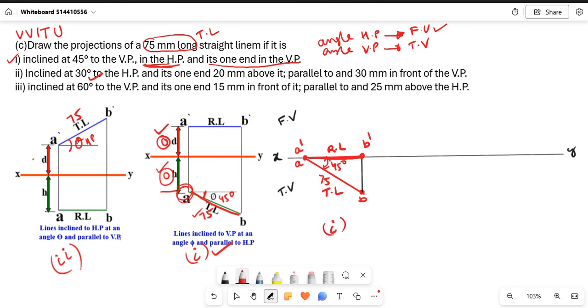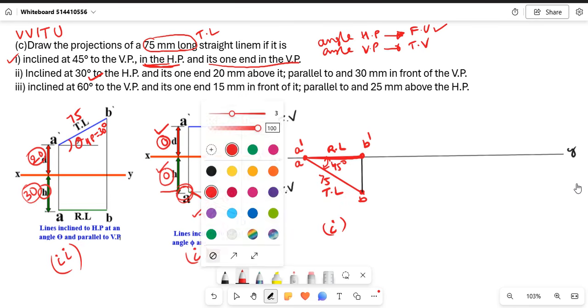So that means HP distance is 20, meaning A dash is 20 mm above HP, and the line is parallel to the VP and 30 mm in front of VP. VP distance is 30 means the VP distance we have to mark in the top view. The distance will be 30. Now the angle with the horizontal plane will be 30 degrees. So we know every data. Now just draw the solution here.